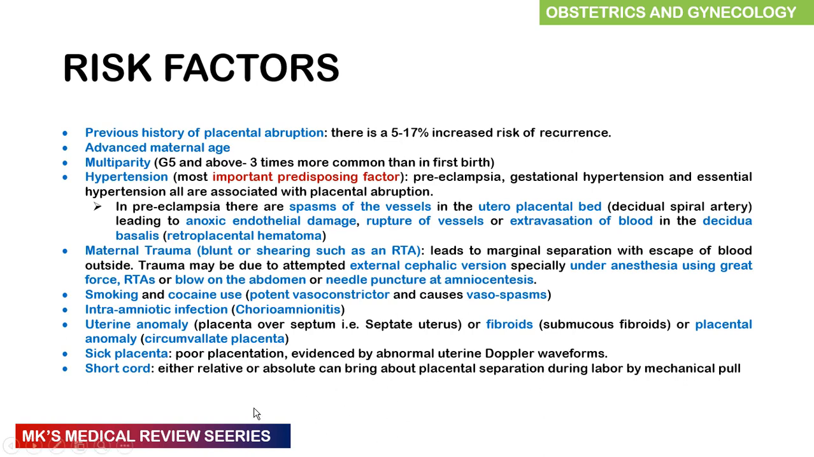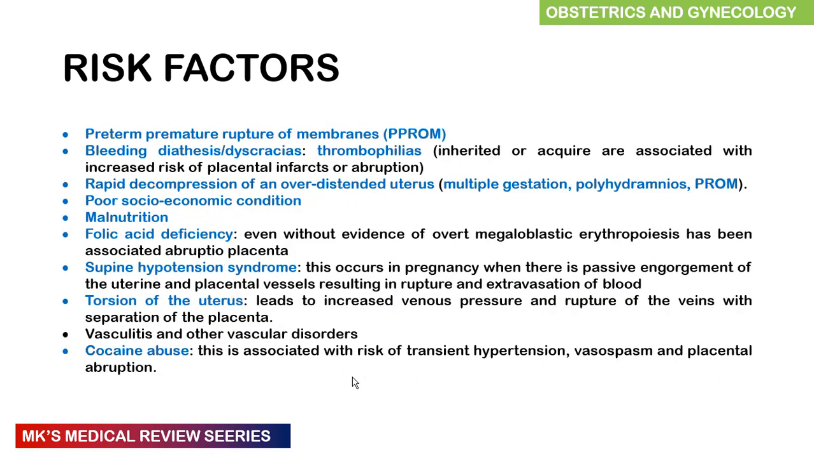You may have a short cord, which is either relative or absolute, which can actually bring about separation of the placenta during labor because of the mechanical pull. Other risk factors include premature rupture of membranes, bleeding diathesis or dyscrasias like thrombophilias, which could be inherited or acquired disorders, and rapid decompression of an overdistended uterus, as we see with multiple gestations, polyhydramnios, and premature rupture of membranes.